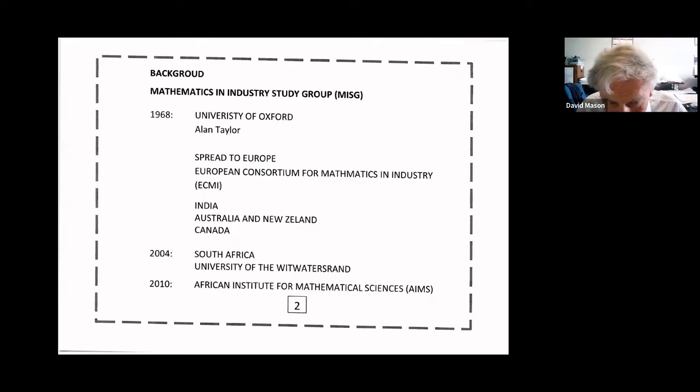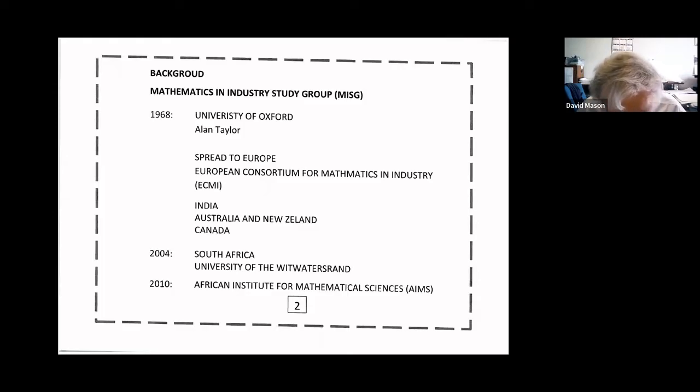There's now the European Consortium for Mathematics in Industry, ECMI. Most of the European countries have study groups. It just moves from one country to another. It is very popular in India, Australia, New Zealand, Canada, but only 1 or 2 in the United States. In some countries it's caught on, in other countries it hasn't.